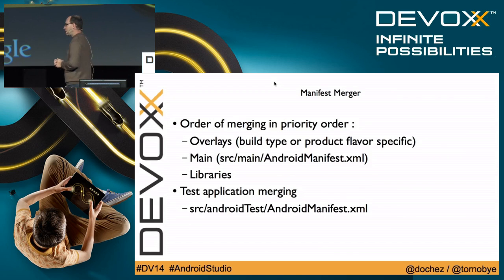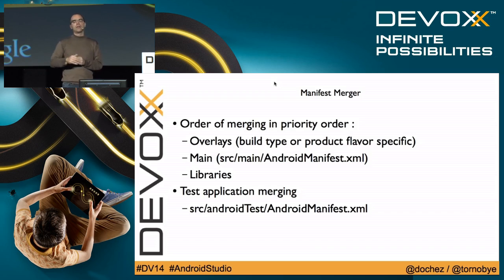The first thing you want to understand is the priority of merging. Because now you've got maybe 10 different Android XML files that you're going to merge together for one resulting file. So which one do we take first? Which one is more important than the other, and stuff like that?